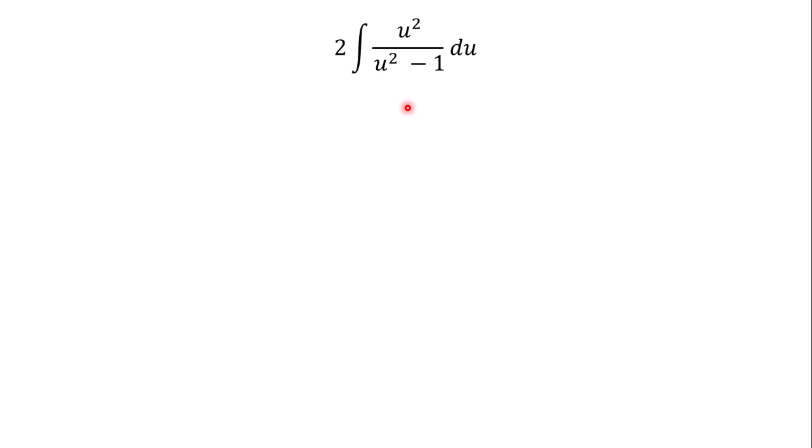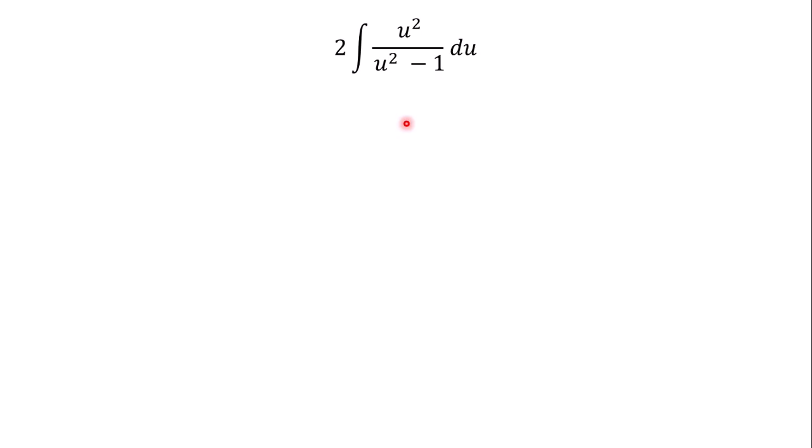u squared divided by u squared minus 1 du. Good. What do you think we are going to do here? u squared over u squared minus 1. Another substitution or what? Any idea?